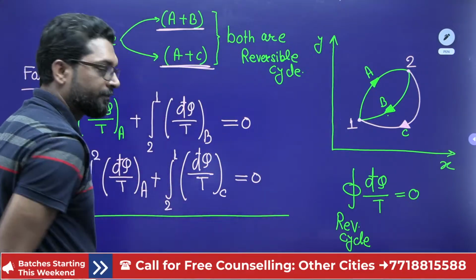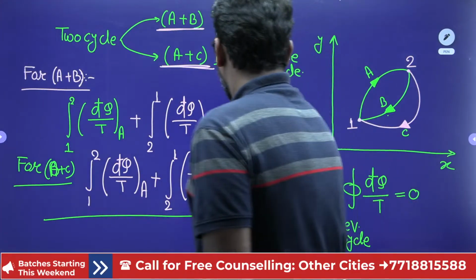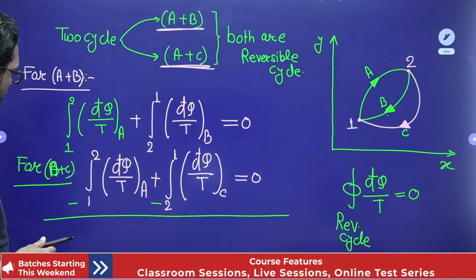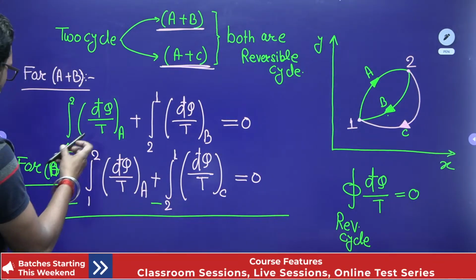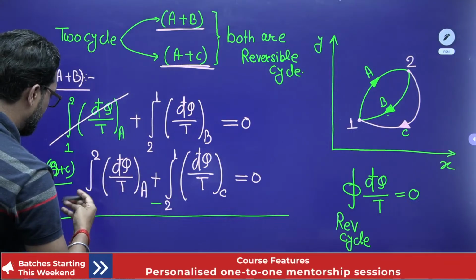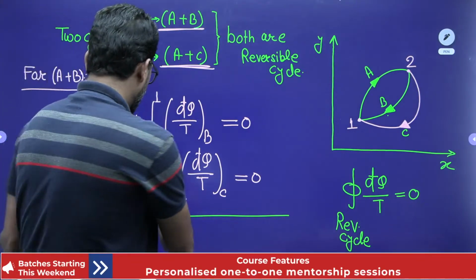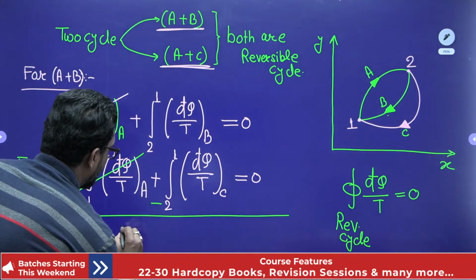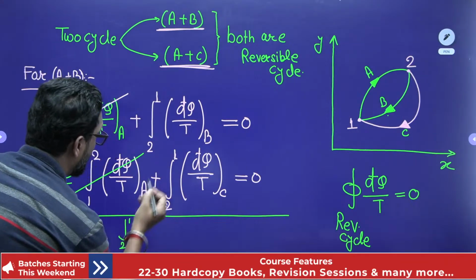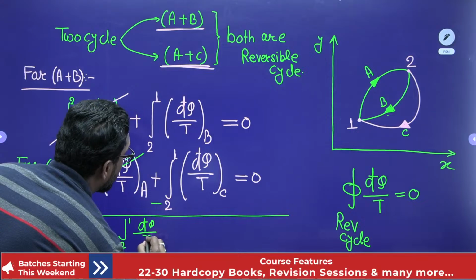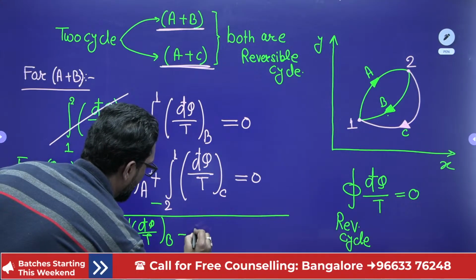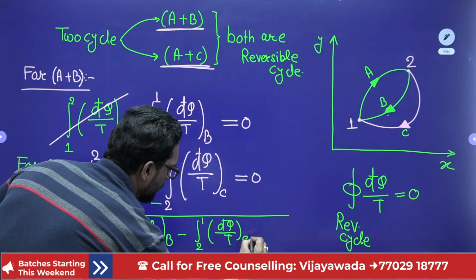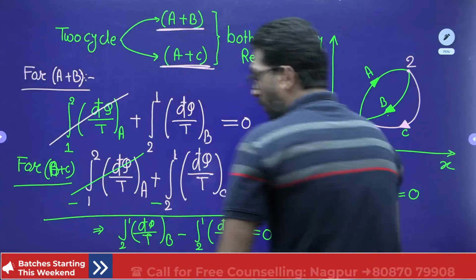Now, this is a simple logic. If you subtract one from the other, something will cancel out. This quantity and this quantity are cancelled, yes or no? So what is left here? What is left is, not cyclic, the process dq by t via path B from 2 to 1, minus dq by t for C from 2 to 1, is equal to 0.